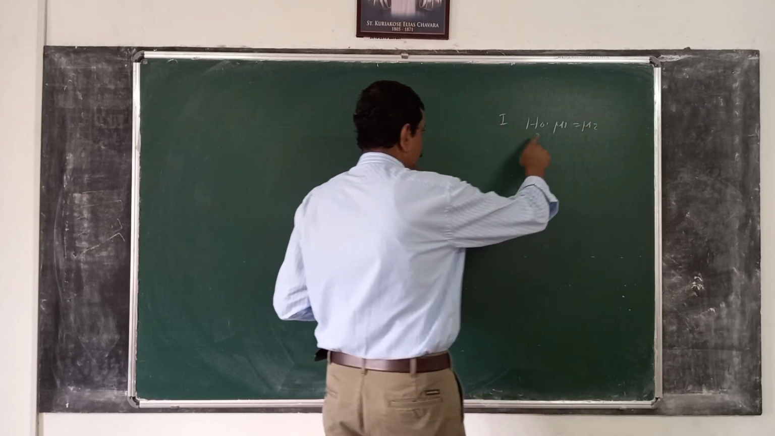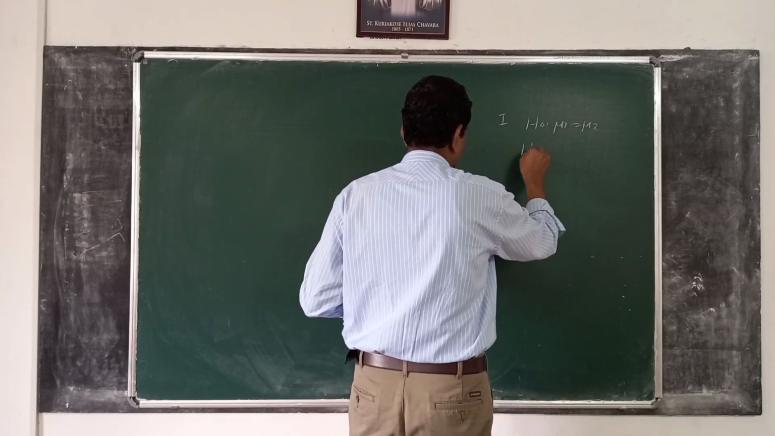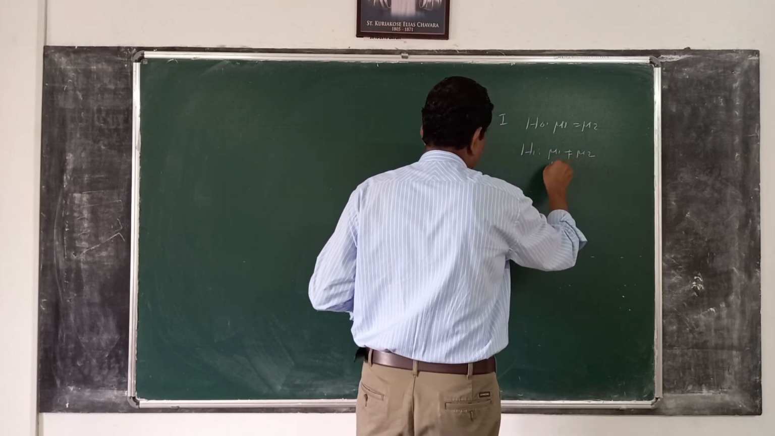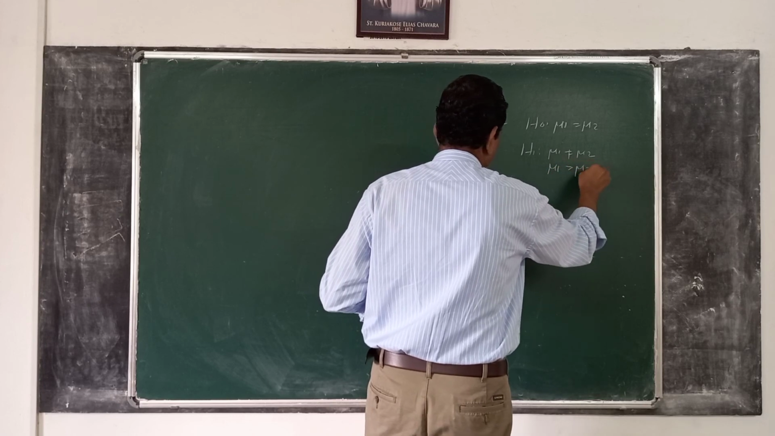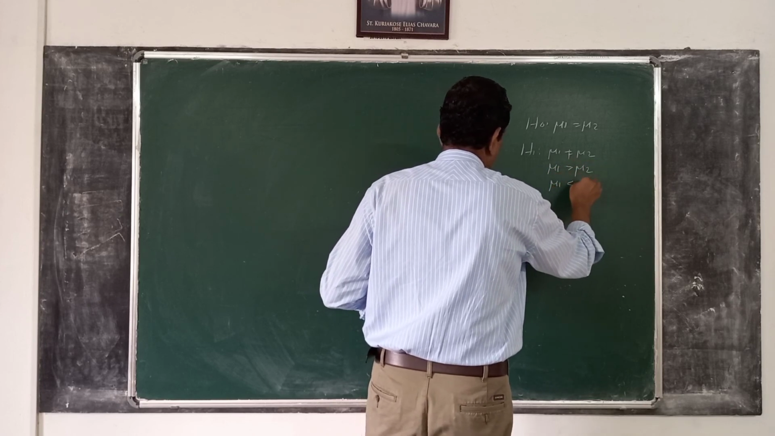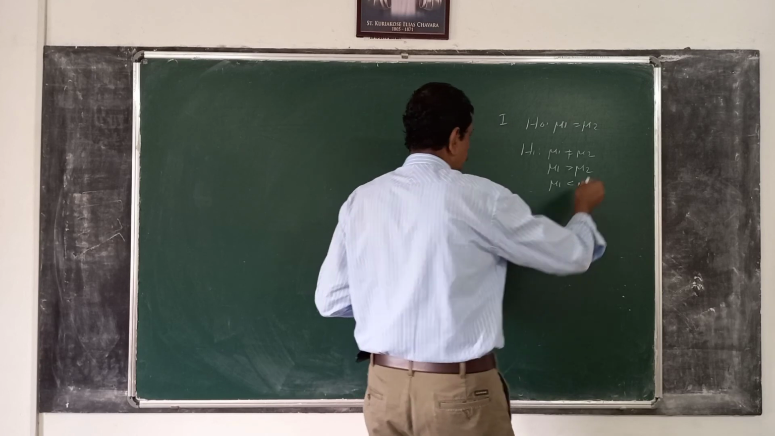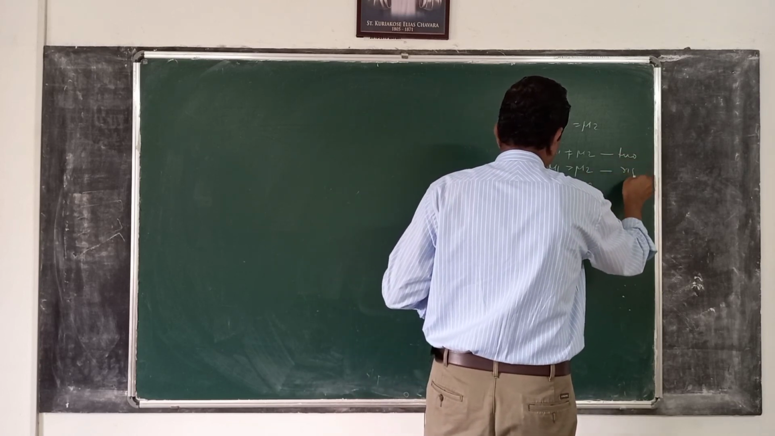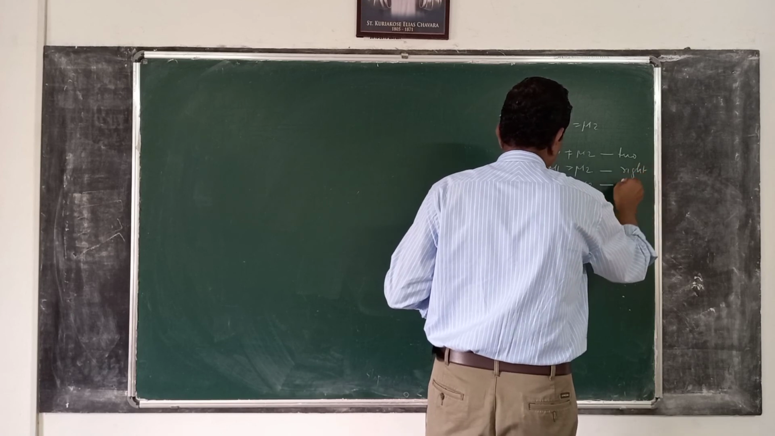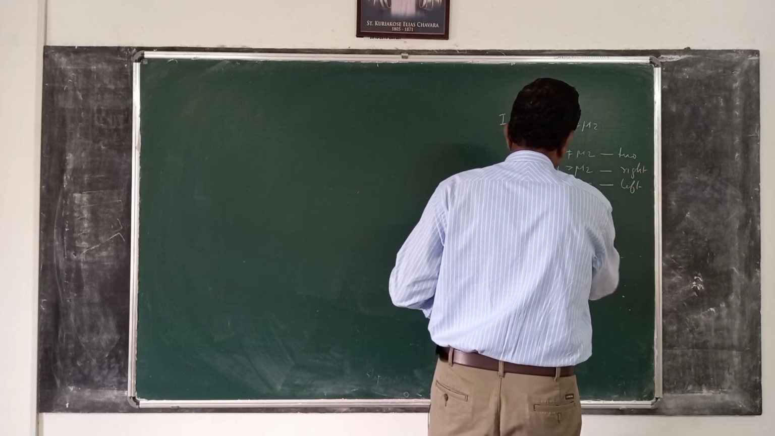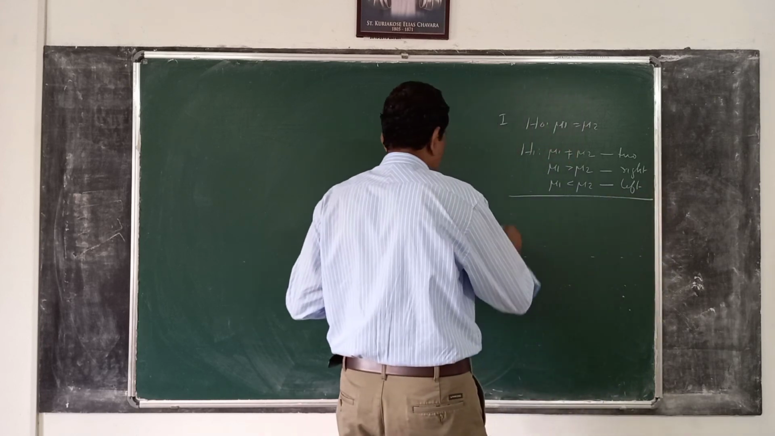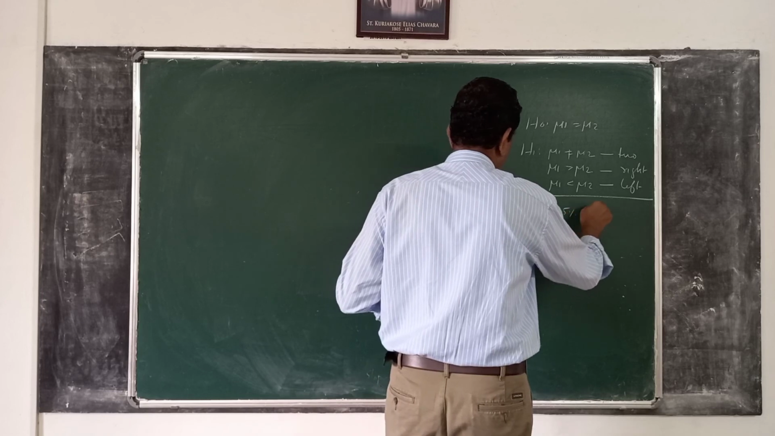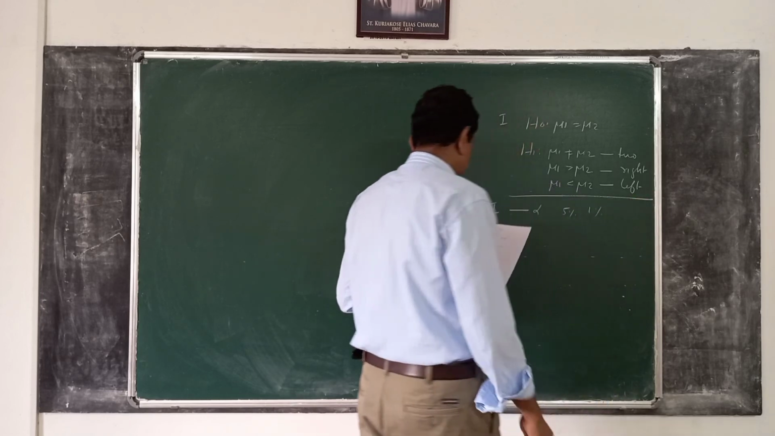H0 is always mu1 is equal to mu2. H1: mu1 not equal to mu2, mu1 greater than mu2, or mu1 less than mu2. In the first case, it is a two-tailed test. It is a right-tailed test. It is a left-tailed test. That is the first step. The second step is to determine alpha at 5%, 1%, 10%, etc.